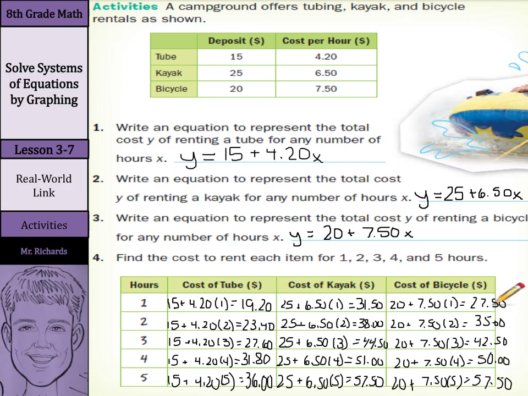But looking at this, I see something very interesting here. I see the cost of 5 hours for the kayak and the bicycle being the same, even though there were different deposits and different hourly costs. Interesting that there's a little bit of an intersection there. Now, today's activity involves solving systems of equations by graphing. What we're going to do today is take equations like this and look for points of intersection if they exist. And one right here does for our cost of the kayak and the bicycle.